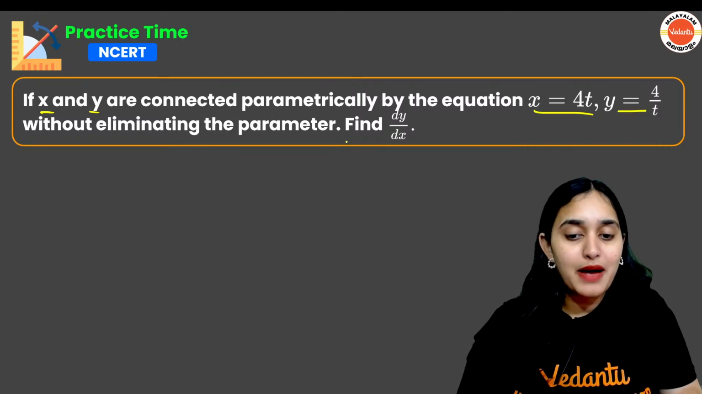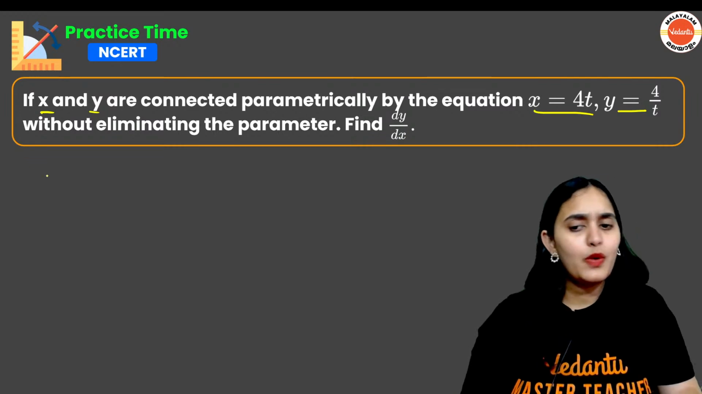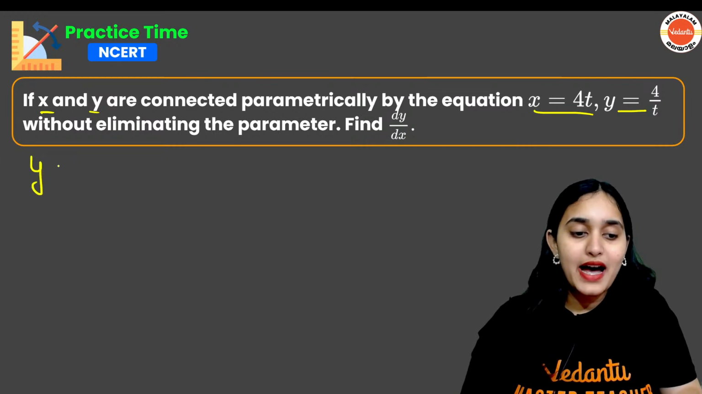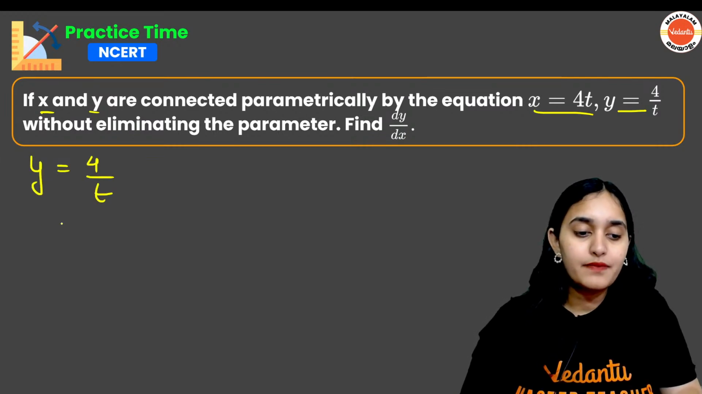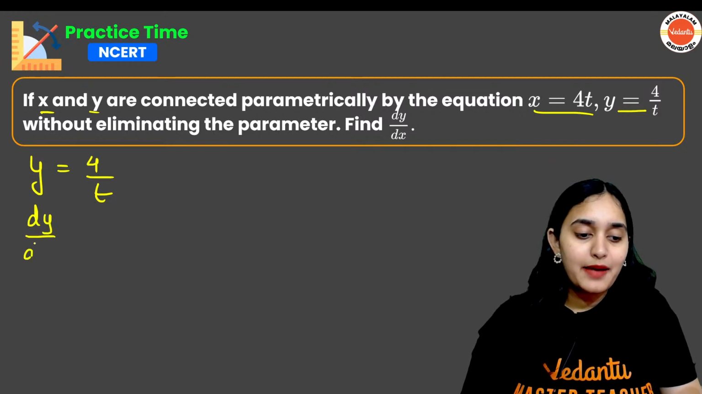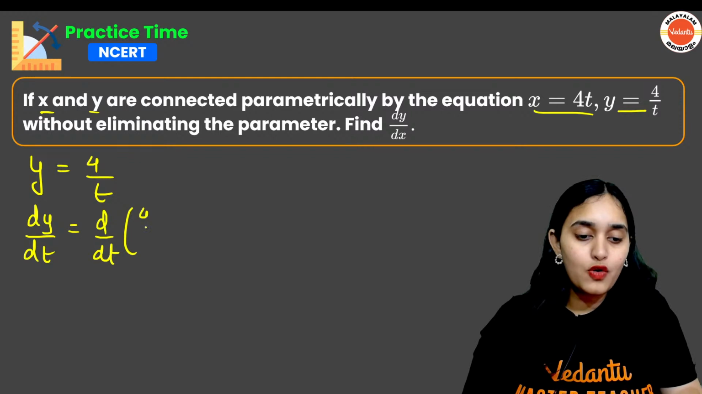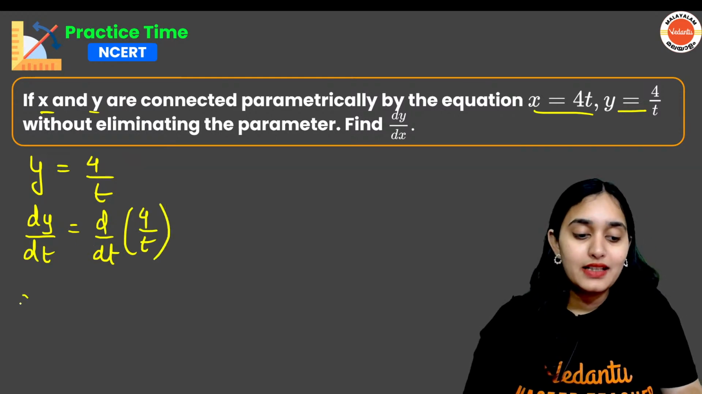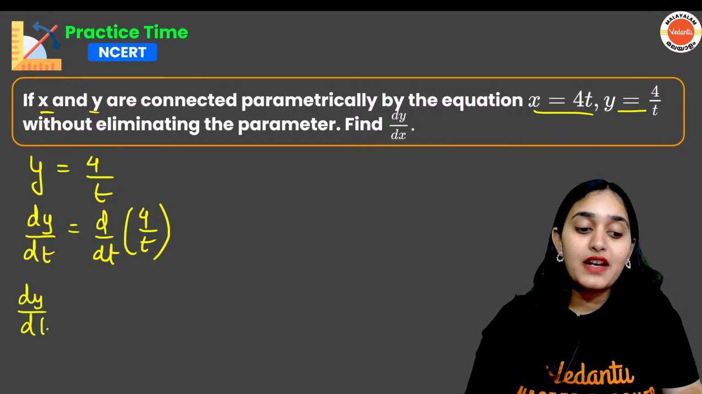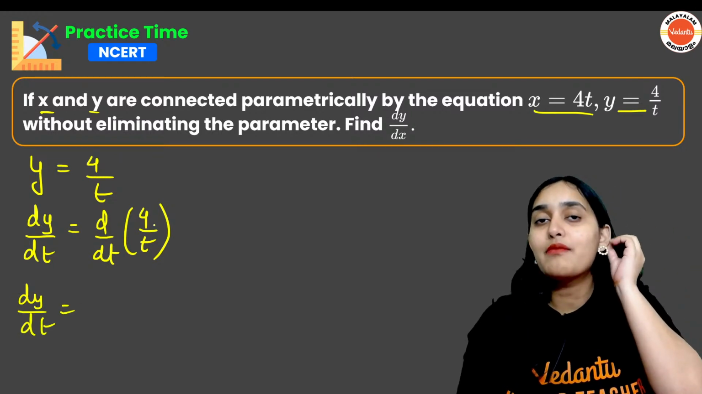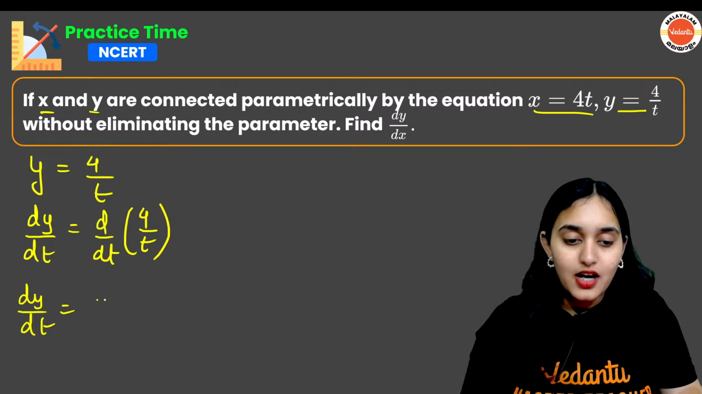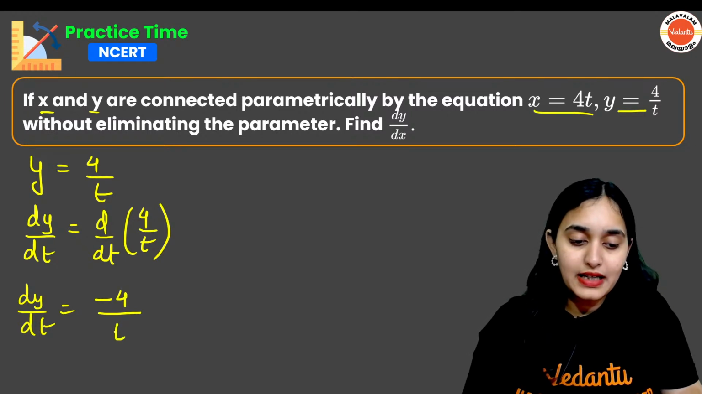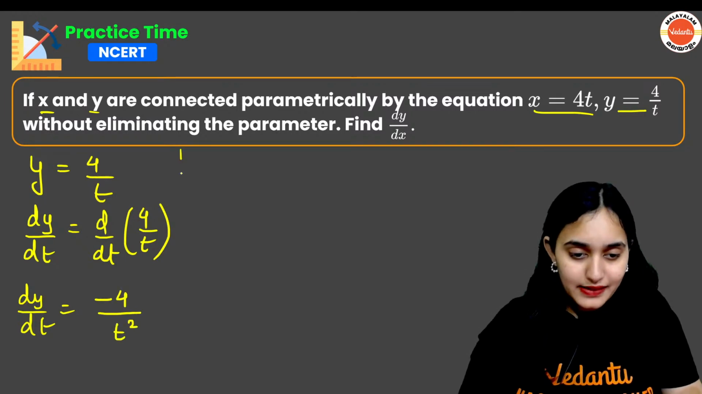Without eliminating the parameter, find dy by dx. Very simple. y is 4 upon t. So dy by dt is the differentiation of 4 upon t. What is the differentiation of 4 upon t? Just now we have seen that the differentiation of 1 by x is minus 1 by x square. So this will be minus 4 by t square.